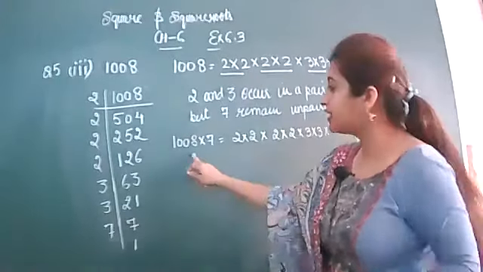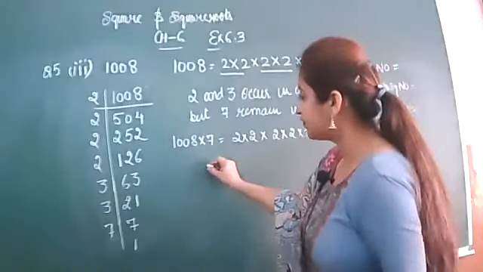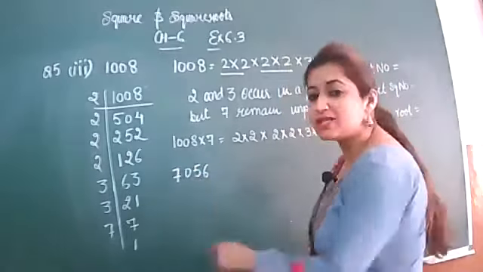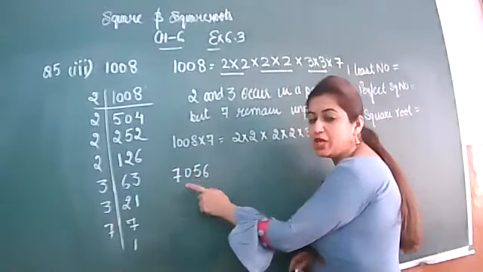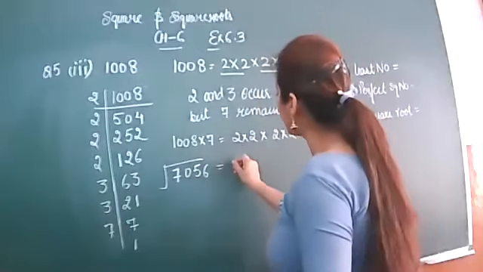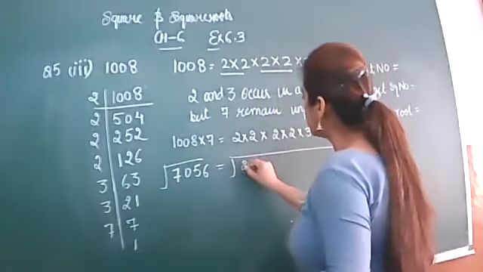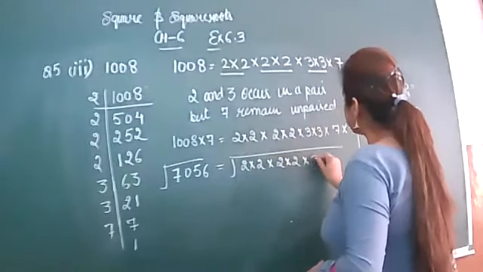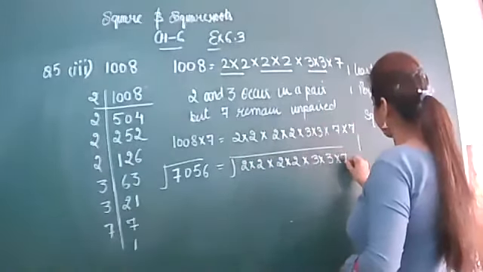Now multiply this, what will you get? 8 sevens are 56, so 7056. Now this is your perfect square number. You will find the square root of this number by putting the square root on both sides, so that you can take the same number outside the root, which forms a proper pair.